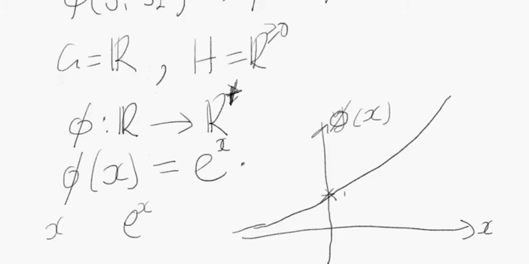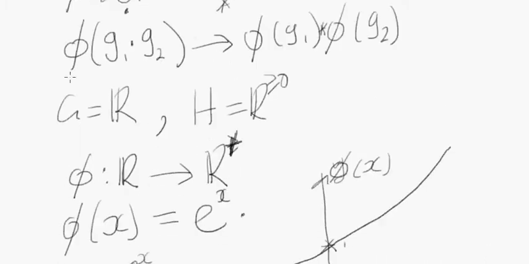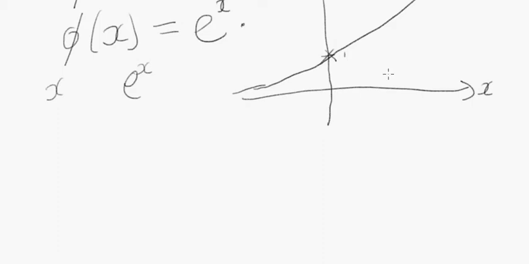a function, but it also has to satisfy this weird property that if you get two values from the group G1 times G2, the answer is equal to phi of G1 star phi of G2. But that's kind of abstract, so we're looking at an example.